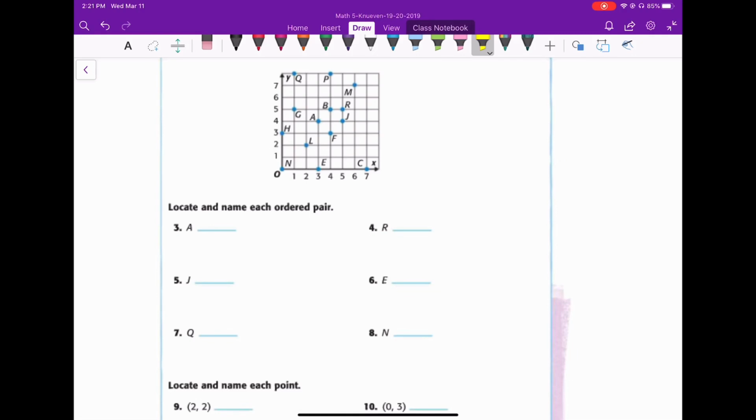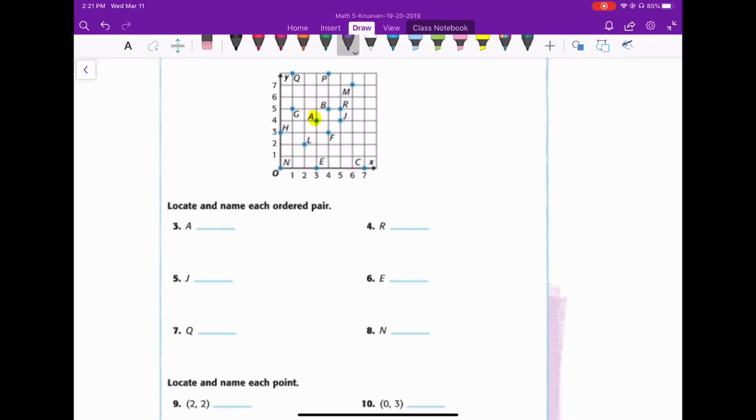So we're going to locate the ordered pair A, which I find right here. So I'm going to identify, looking down below it, that it is at 3 for my x. So I'm going to write parenthesis 3, and then I'm going to look to its side where it's along the y-axis at 4. So it's at ordered pair 3, 4.